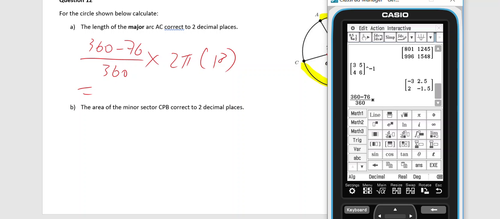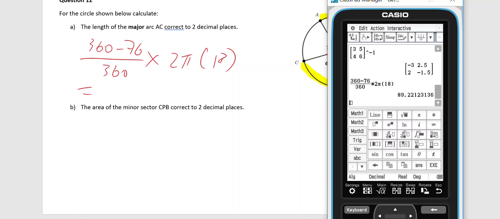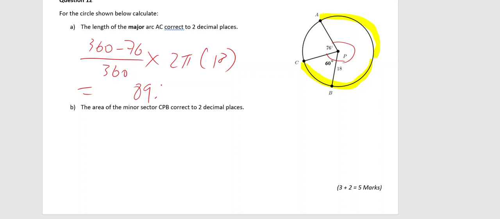Times 2 pi r, which is 18. So to 2 decimal places, 89.22. Please pay attention to units and decimal places. We're not given any units, so we'll just leave it like that. But if it's in centimeters, write centimeters.